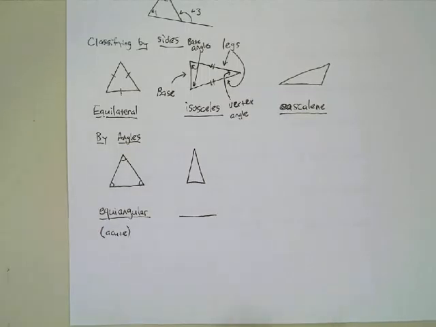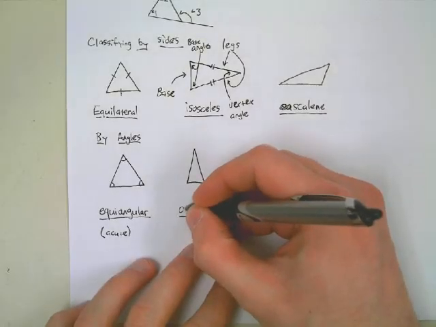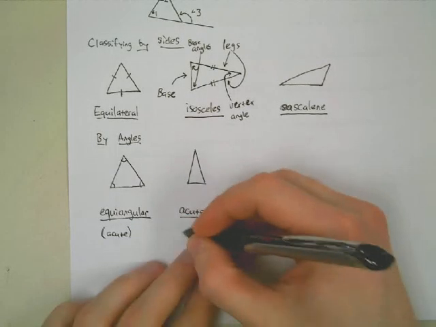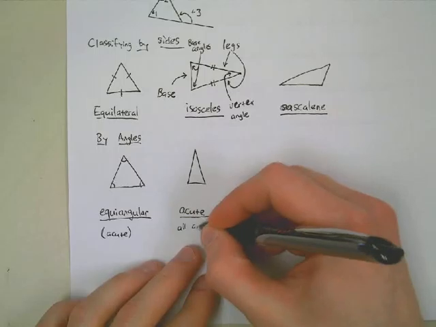Okay. All right. What would this triangle be called? Two-angle Joe. Okay. So this one's acute. This one's acute. Okay, this one's acute. Okay, why is it acute? All the angles are what? Are less than 90 degrees.